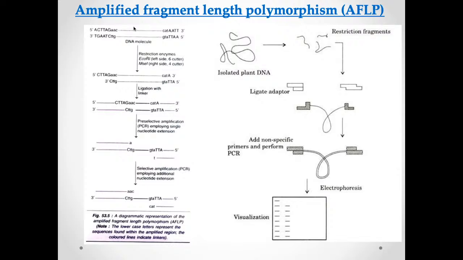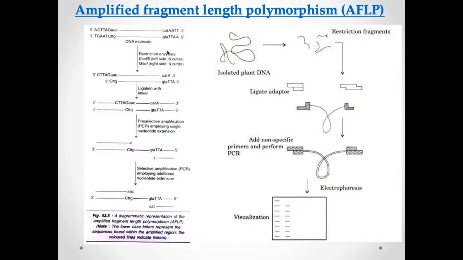Here is an example of amplified fragment length polymorphism, that is AFLP. You have a 5' end, 3' end, 3' end, and 5' end. You have this DNA molecule, with sequences such as GAAC, CTTG, CAT, AAT, GTA, TTAA.